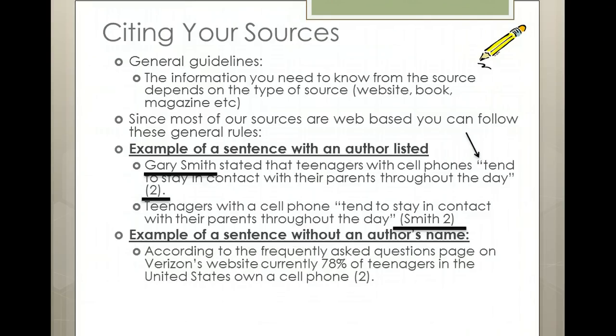So another example is if you have a website that does not have an author listed, which for some reason, more often than not, you'll find an article on the website or on the internet that does not have an author listed. So in that case, you're going to use the title of the article itself or the web page. So for my example here, according to the frequently asked questions page on Verizon website, currently 78% of teenagers in the United States own a cell phone. So I'm referencing that it came from the FAQ page on Verizon's website, and that it was actually on page 2 of all of their frequently asked questions.